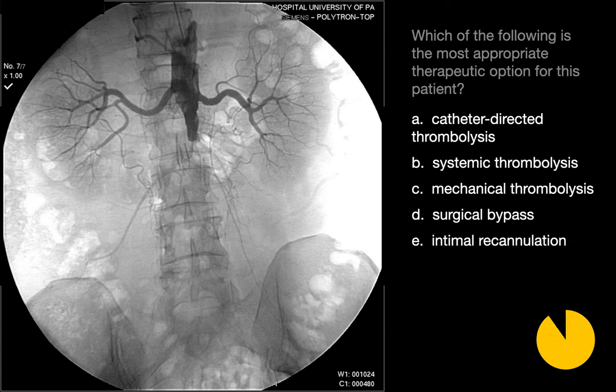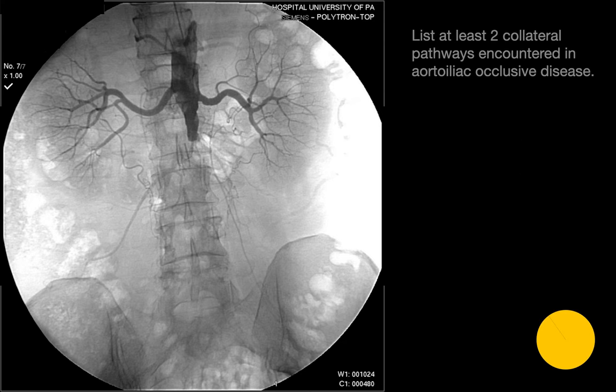Which of the following is the most appropriate treatment option for this patient? The preferred treatment option is surgical bypass with reported patency rates of up to 90% at 5 years. List at least two collateral pathways encountered in aortoiliac occlusive disease.